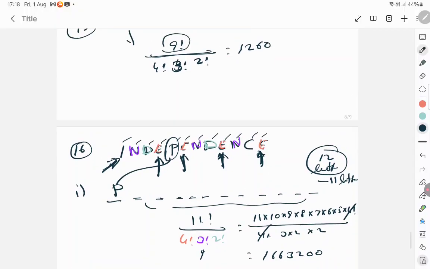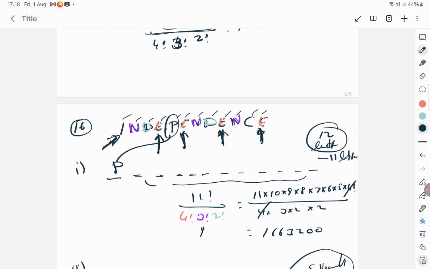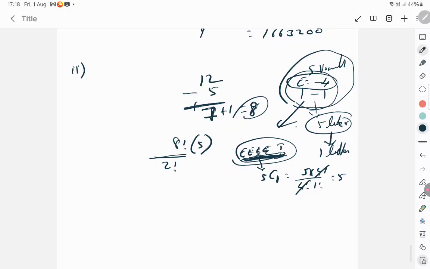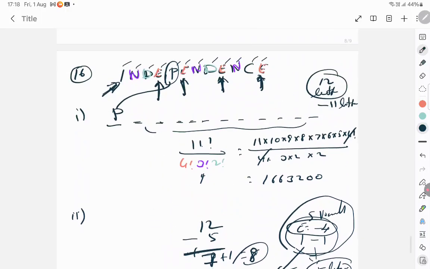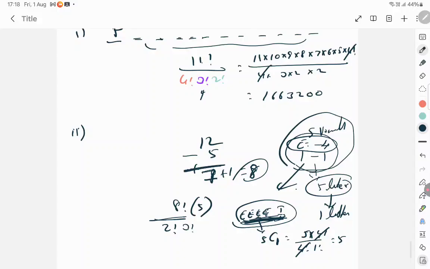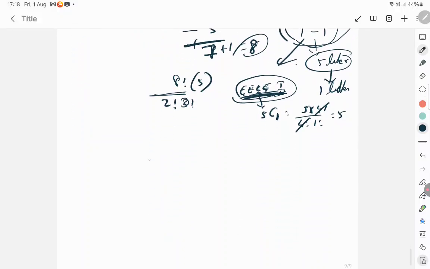And anything else which is getting repeated? N is getting repeated twice. So that should also be there. And D is getting repeated. N is getting repeated thrice. So you have to divide it by the repetition, which I totally forgot. So I hope you understood.